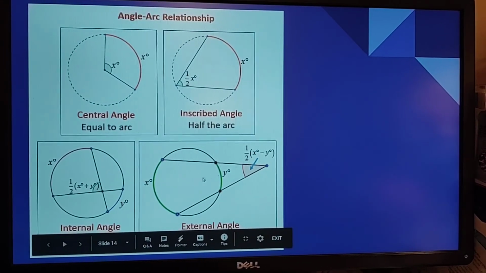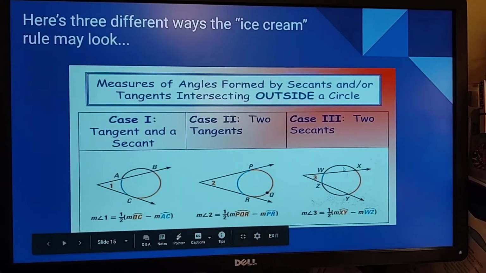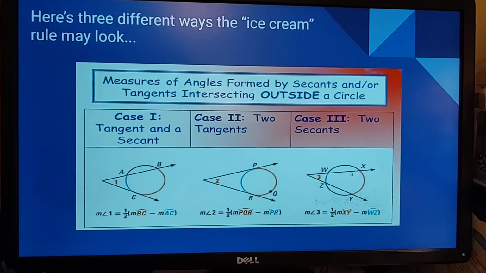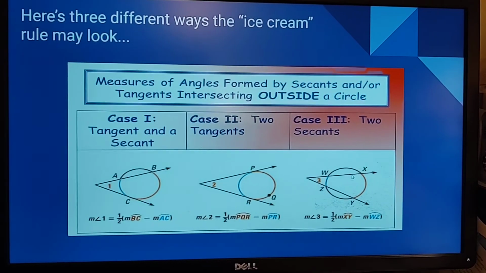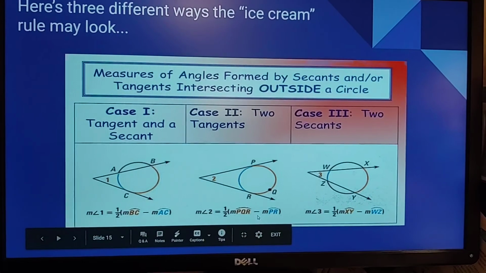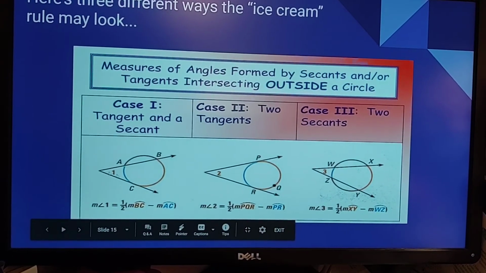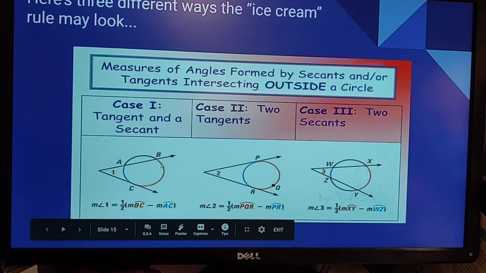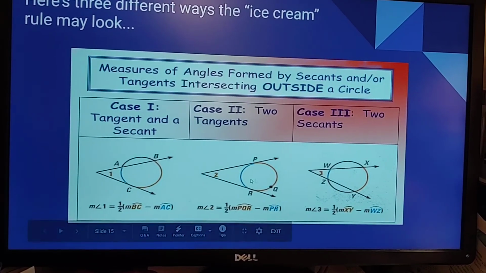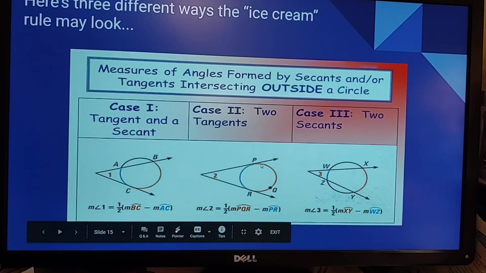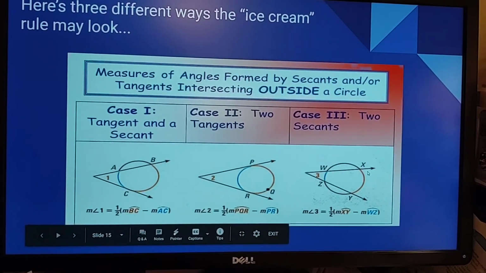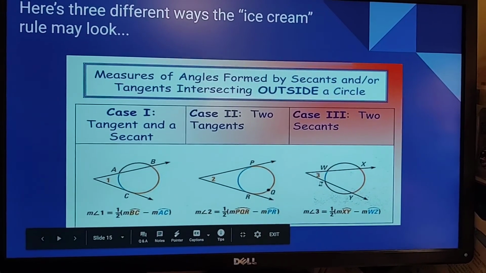Let's take another look at this ice cream rule up close. Remember I said that it can be formed by a combination of tangents and secants. You might have 2 tangents, 2 secants, or 1 of each. So it could look like any of these, but they still have that ice cream cone look. Here with a tangent and a secant, you can just see the red minus the blue, divide by 2. Here you can see it with the 2 tangents. Again, the red minus the blue, divide by 2. And here you see it with the 2 secants. Again, the red minus the blue, divide by 2.